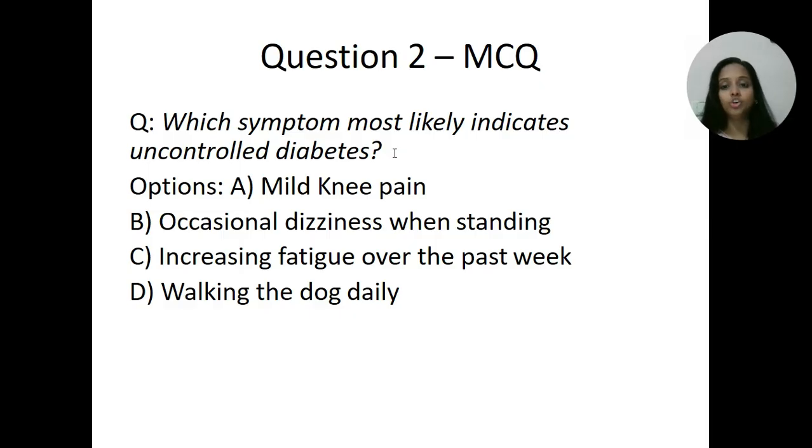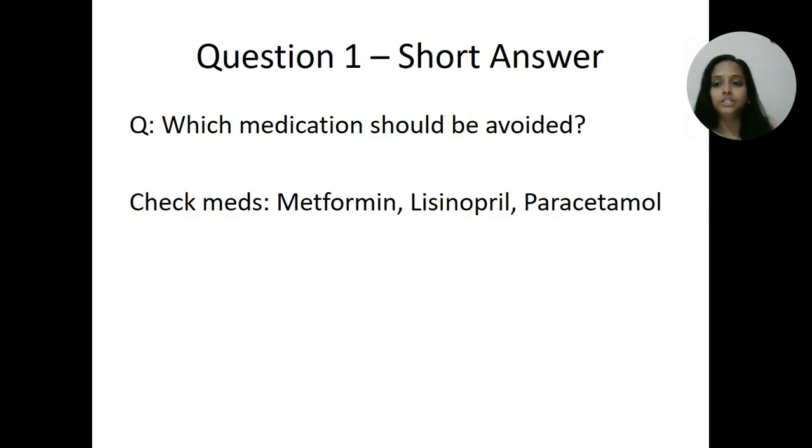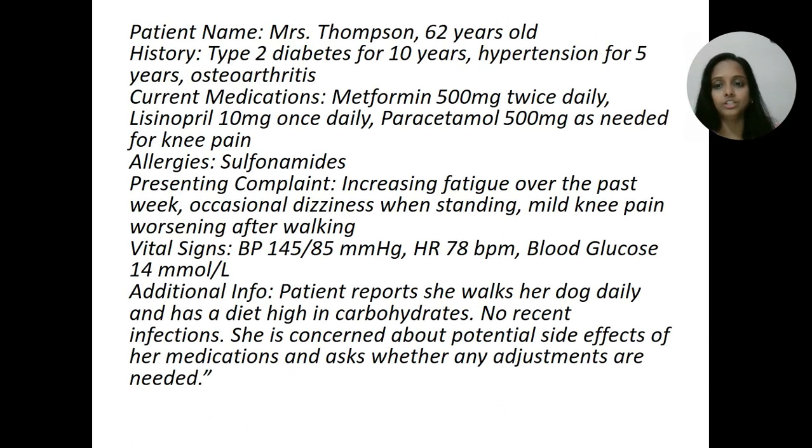This one is multiple choice, single answer. Which symptom most likely indicates uncontrolled diabetes? The options here are mild knee pain, occasional dizziness when standing, increasing fatigue over the past week, walking the dog daily. All right, if you go back to the passage, the case notes, try to identify the key symptoms. Knee pain is due to osteoarthritis. Walking is irrelevant, and the dizziness is mild, okay? The big clue here is increasing fatigue over the past week.